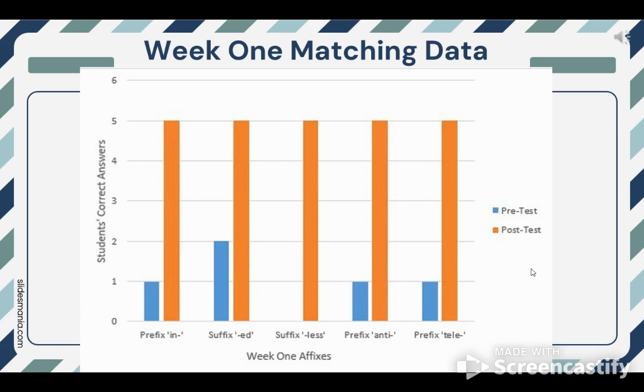And so as you can see, on the pretest, only 1 student got the prefix in correct, 2 got the definition of the suffix ed correct, and nobody correctly matched the definition to the suffix less. 1 student for both prefix anti and prefix tele was able to match to their definitions correctly. And then on the post-test, the data shows that all students correctly matched the affixes to the definitions.